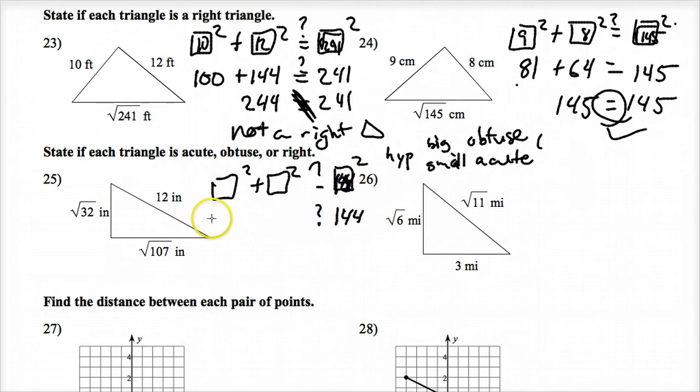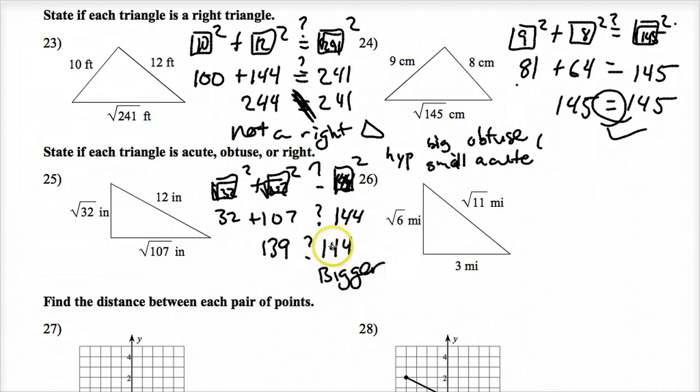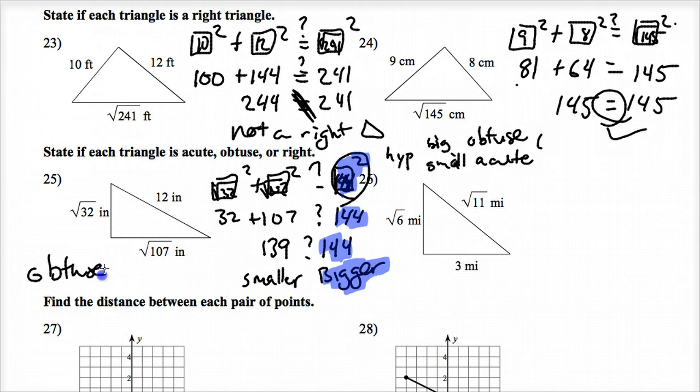How does that compare to square root of 32 squared, which is just 32, and square root of 107 squared, which is just 107. If I were to add these two things together, that would give me 139 versus 144. Okay, so clearly this number is bigger, but is that the hypotenuse? Or is the smaller one the hypotenuse? Well, the hypotenuse was the one that was by itself here. So that means that 144 the whole time is bigger. That means this, in fact, even though it kind of looks like a right triangle, is an obtuse triangle.